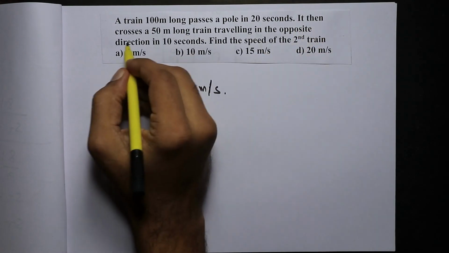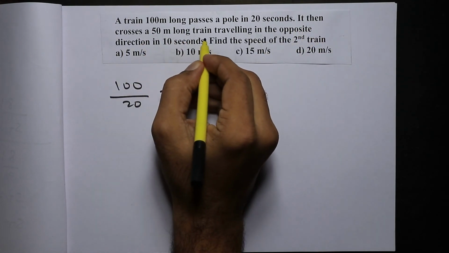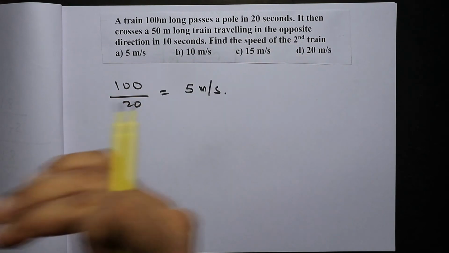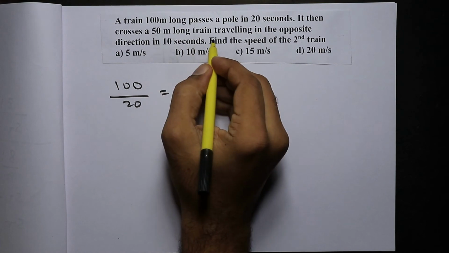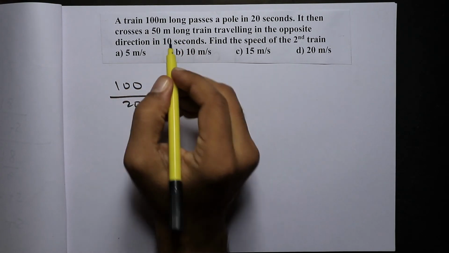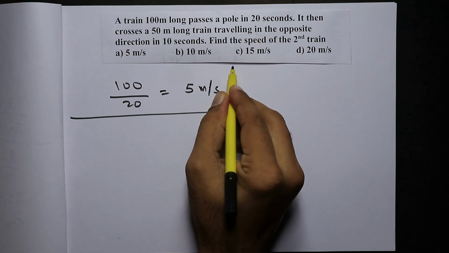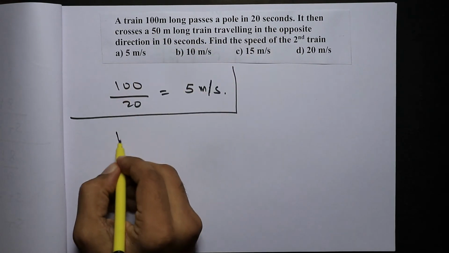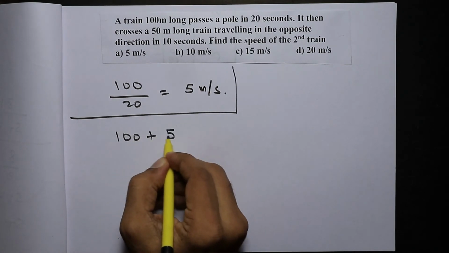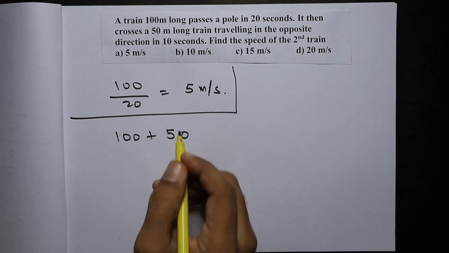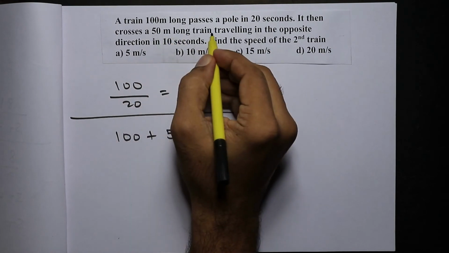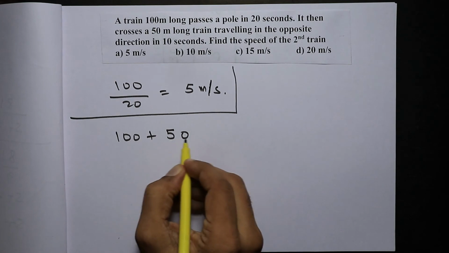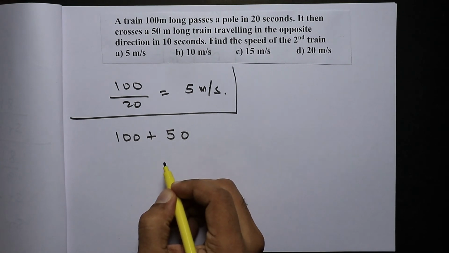It then crosses a 50-meter long train traveling in the opposite direction in 10 seconds. Now whether you are overtaking a train or crossing, in both cases the total distance to be covered is the sum of their body lengths. So the first train is 100 meters long and the second train is 50 meters long. So the total distance to be covered is 100 plus 50, altogether 150 meters.